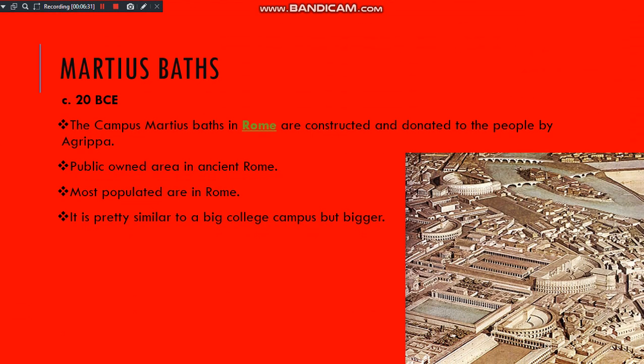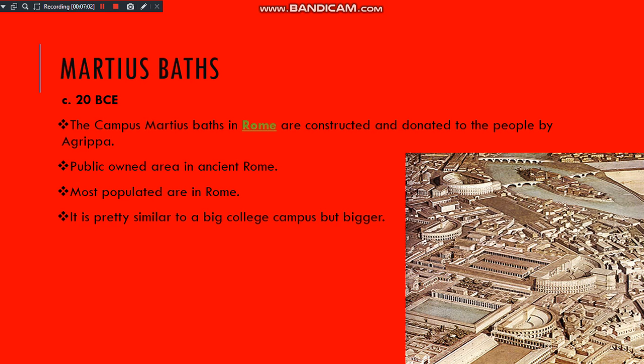So the Campus Martius baths. So these were in 20 BCE. The Campus Martius baths in Rome were constructed and donated to the people by Agrippa. A publicly owned area in ancient Rome, the most populated area. So this was kind of like, as you can see from this picture, a college campus. It more looks like just a city, but this was a huge city, and it was the most populated in Rome.